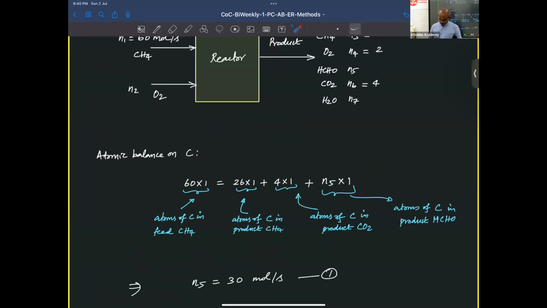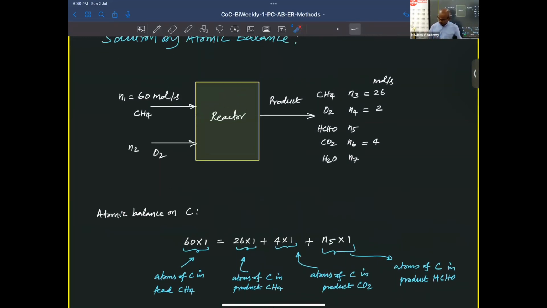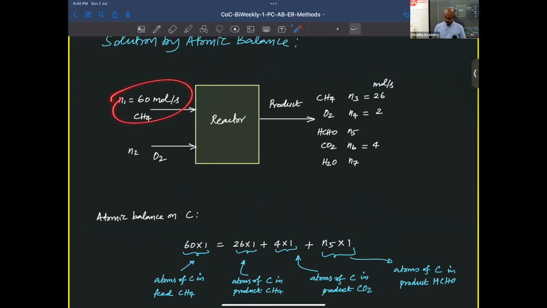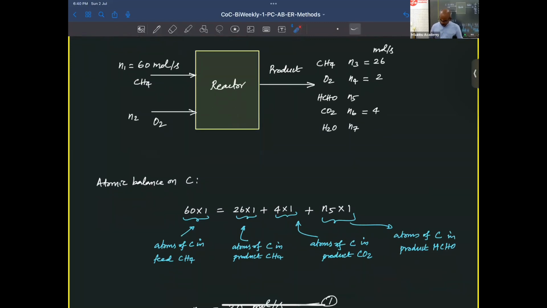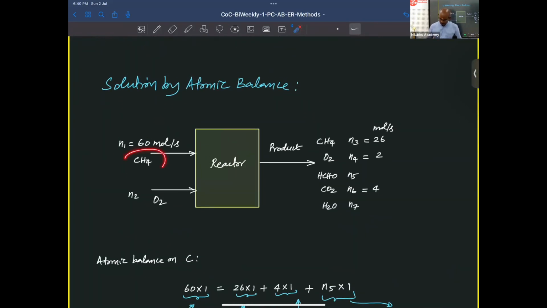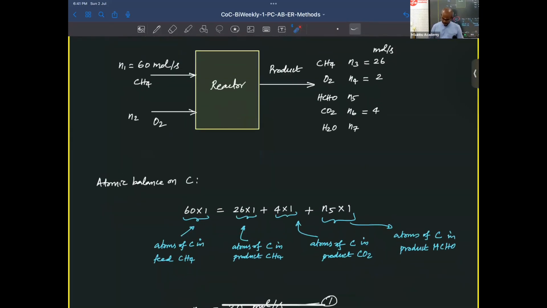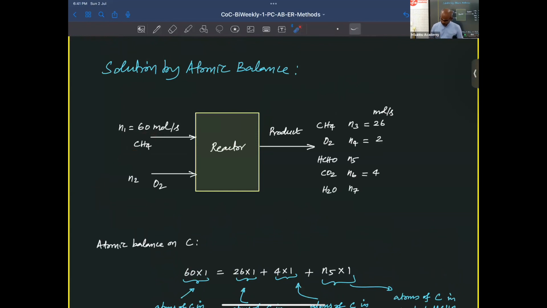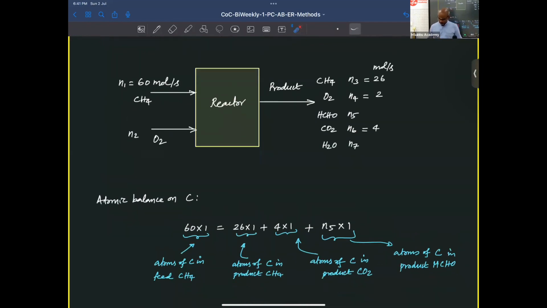How much carbon enters is equal to carbon in the product. How much carbon enters? We have methane entering at the rate of 60 moles per second. For 1 mole of methane, we have 1 atom of C. In 1 CH4, we have 1 C. So with 60 moles of methane entering, 60 into 1 atoms of C are entering.